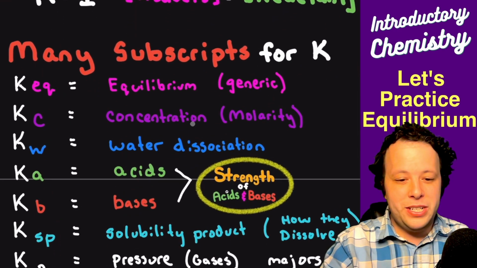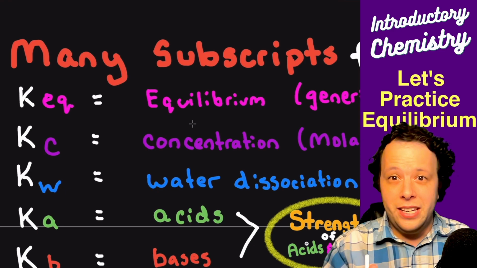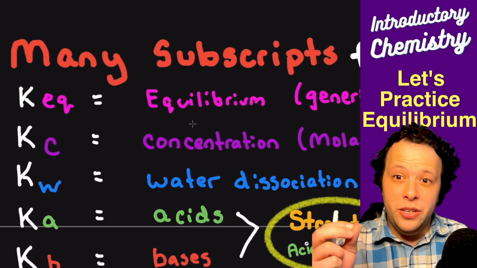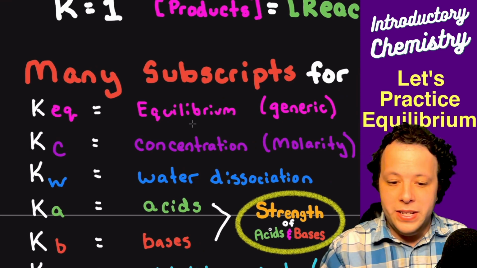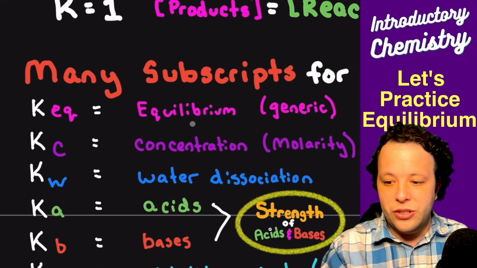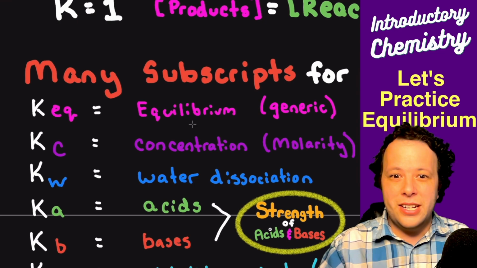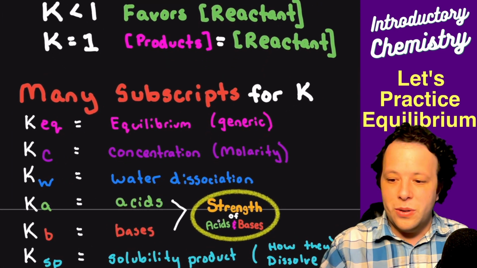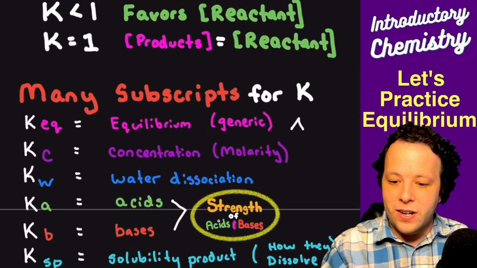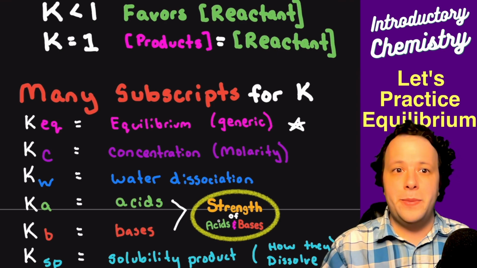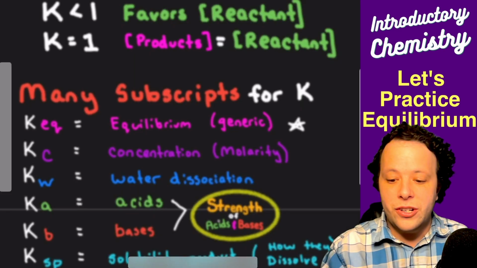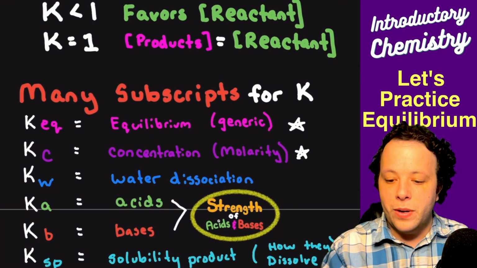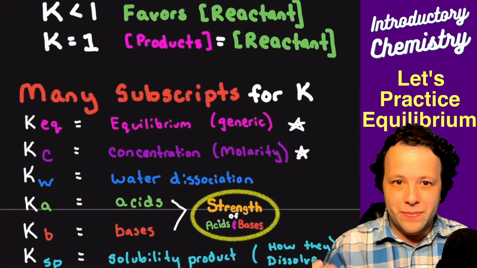So the first thing that we generally start with is KEQ, which is referring to EQ is equilibrium. This is usually the most generic form of it. So for my course, this is usually one of the most standard ways that we show this. So with this one, we'll put a little star next to it to tell us, hey, this is pretty normal. The next one is Kc, which is referring to concentration. This is also a pretty normal one because we're always dealing with molarity.